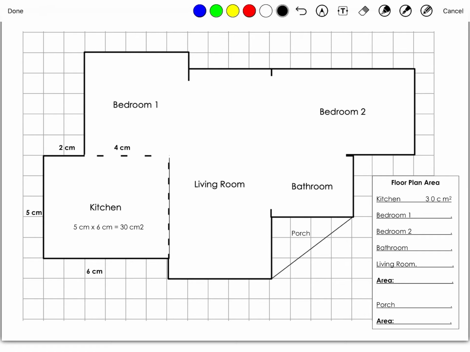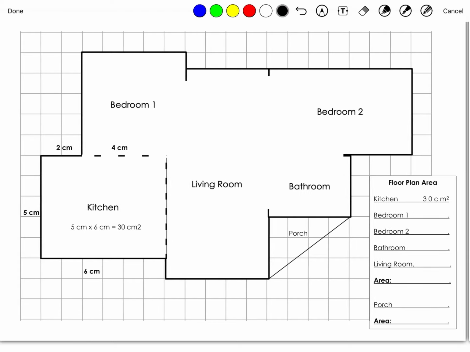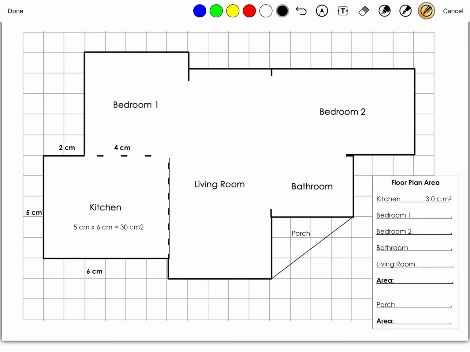All right, girls and boys, I've had a few people ask me how to work out the area of this composite shape, and I'm just going to walk you through each room now so you can see how it's done. The kitchen has been done for us because it's 5 centimetres by 6 centimetres, which equals 30 centimetres squared, and our answer is placed over there. So let's have a look at bedroom 1.